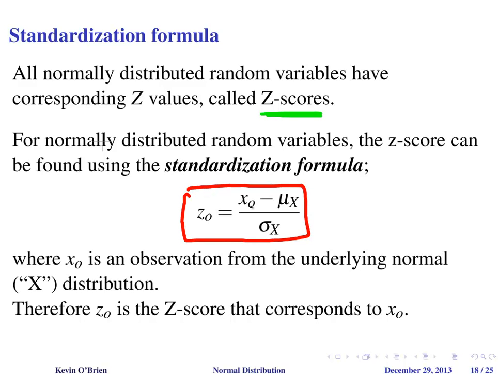The little subscripts there just indicate observed values. It's an observation from the underlying X distribution. And Z0 is the Z score that corresponds to X0. Using the example I've used previously on the last slide, this is the mean of the normal distribution and this is the standard deviation of the normal distribution. Going back to where I had 100, we write something like that.